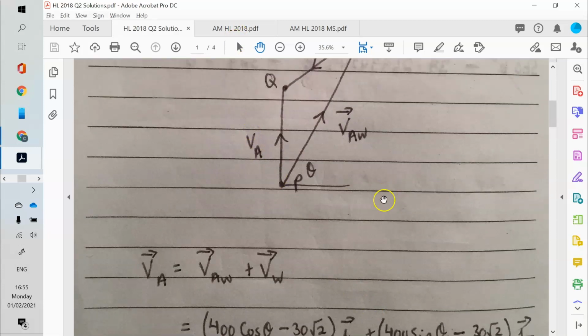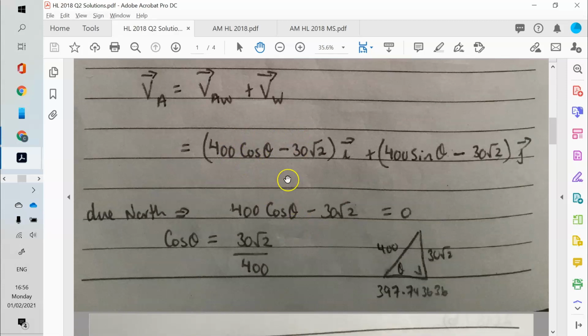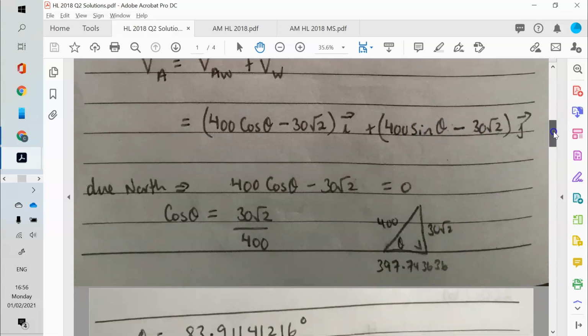Now what we are actually wanting to do is fly direct from P to Q in a straight line. So our airplane's actual velocity is only in the j direction. We have an i and a j component, but we know that the i component must equal 0, because going due north, there's no i component. So we can equate the i component to 0, and that will give us cosine theta is 30 root 2 over 400, and I've just put that into a right angle triangle to model theta so that I can go back and find sine theta from that triangle.